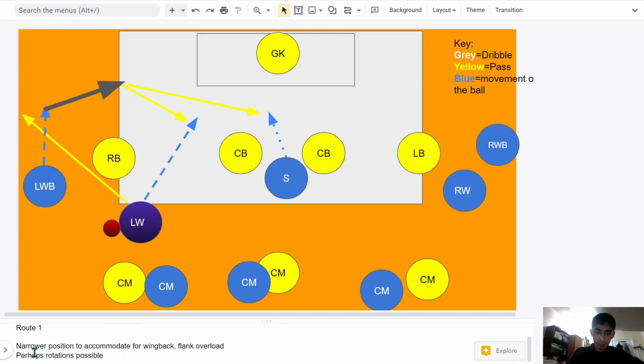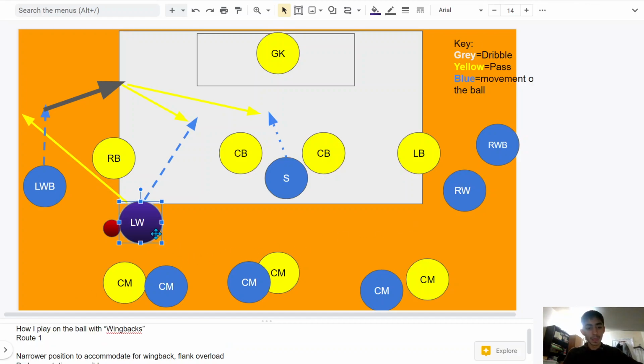So as I've written here at the bottom, I'll read it out. I've written that perhaps rotations are possible, as I've said, rotating positions between myself the winger and my wing back, right? So now the movement itself. This is the most common type of movement that I do.